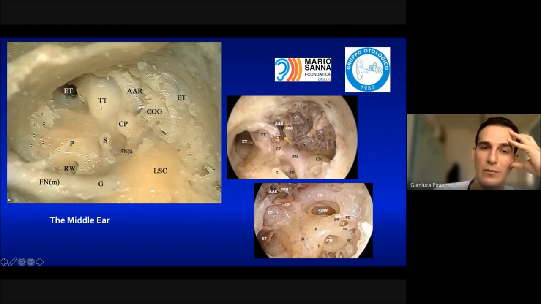You see the cochleariform process, the lateral canal, landmarks for the facial nerve, as well as the pyramidal eminence, which is here below the lateral canal. You can see it from a microscopic view, as well as from an endoscopic view. I won't go into details regarding simple middle ear surgery, so myringoplasty or stapes surgery, grommets. I think it's something that is quite familiar for every ear surgeon, every resident.